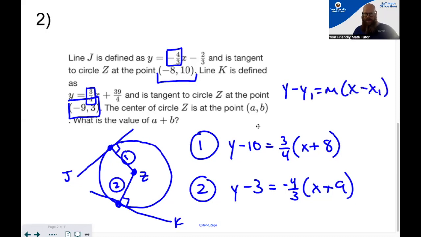So then we do the same thing here. Line 2 is perpendicular to line K, so I did the negative reciprocal of line K, and it goes through this point. Now, the intersection of these two lines should be the center of the circle, and the center of the circle is our A comma B.